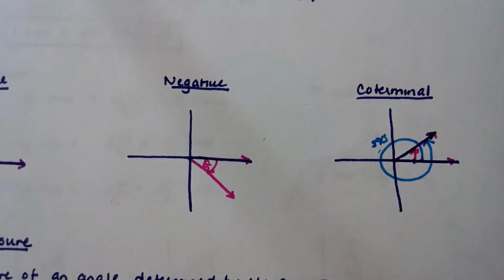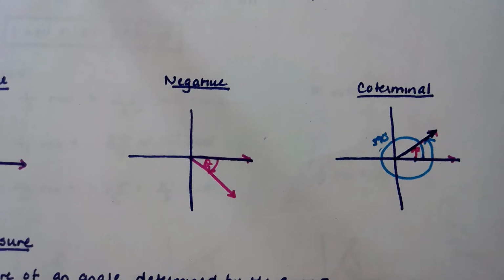That's a coterminal angle. And there are infinitely many coterminal angles because we can keep going around and around however many times we want, 360 degrees, to get the next coterminal angle. Okay, so I'm going to do a few examples of those to show you.